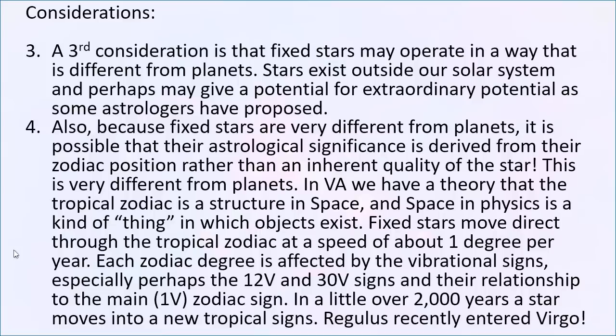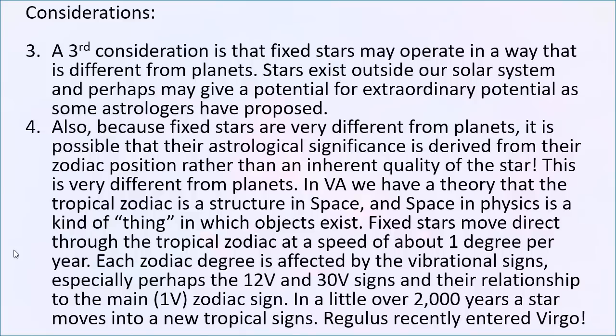In fact, the fixed star Regulus, one of the brightest stars in the sky, and it's very close to the ecliptic plane. So Regulus is a kind of special star because it's so bright and so close to the ecliptic plane. It just entered Virgo a few years ago. So in a little over 2,000 years, a star will move into a new sign.